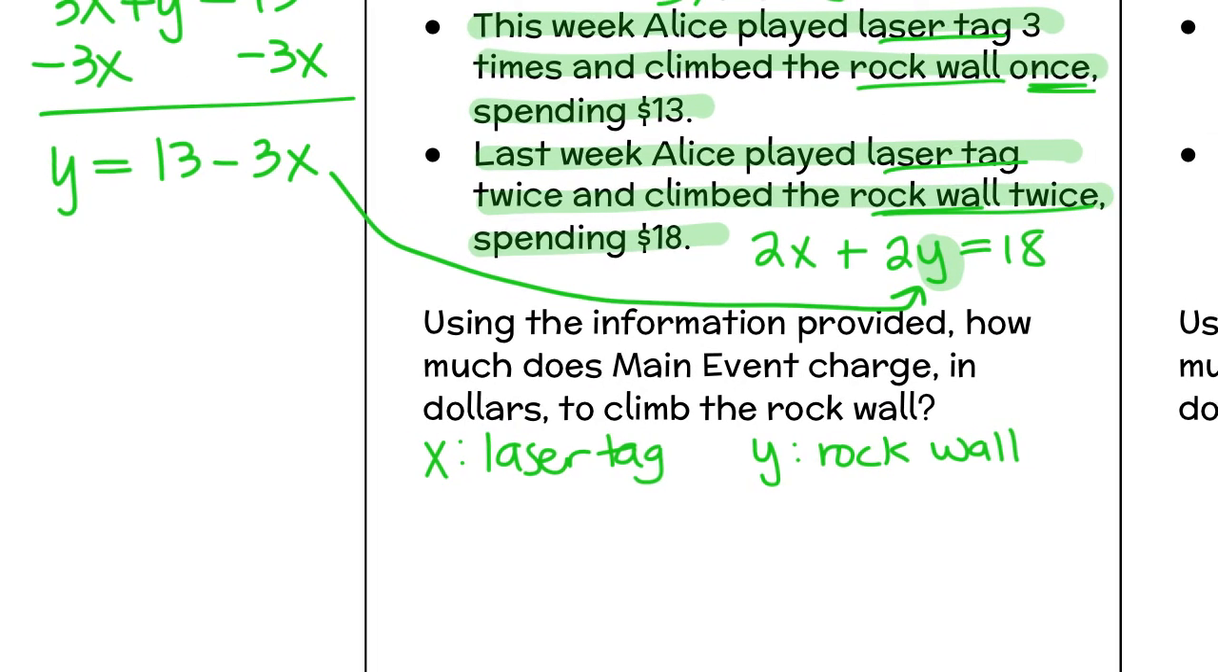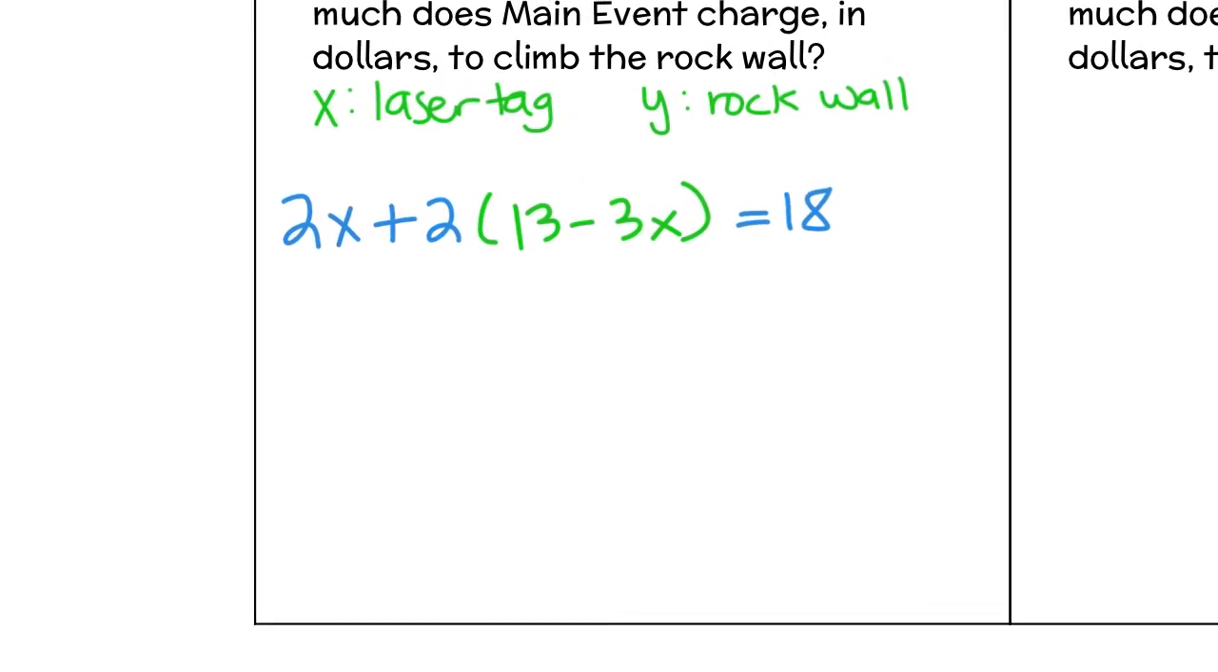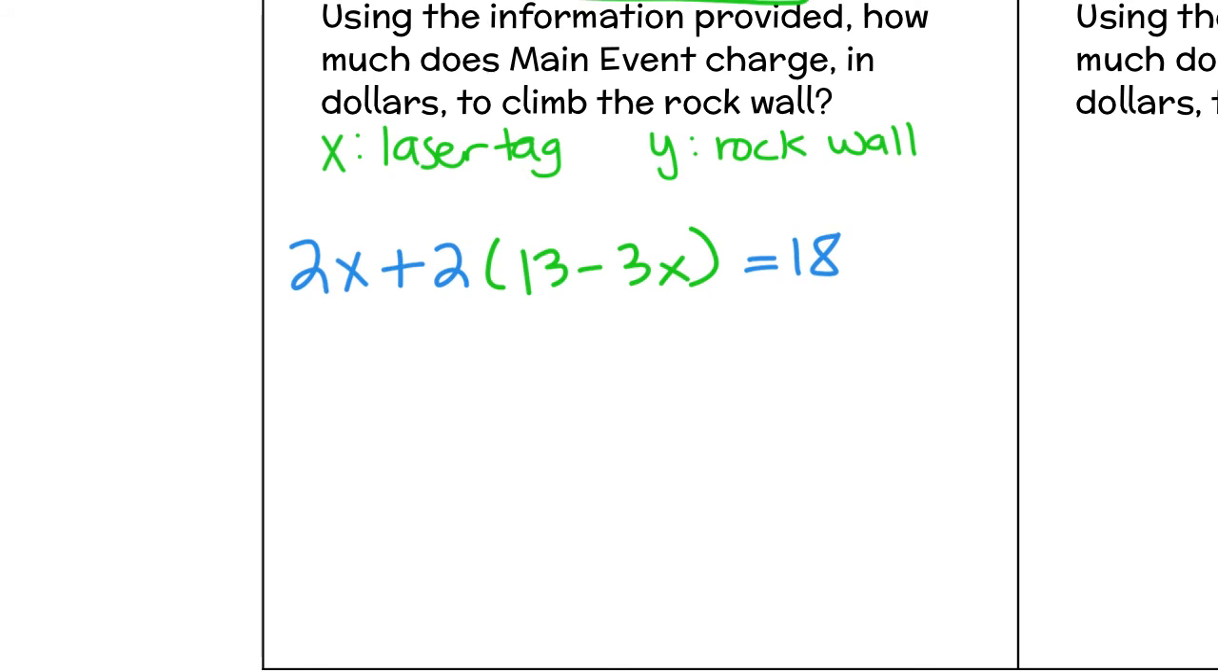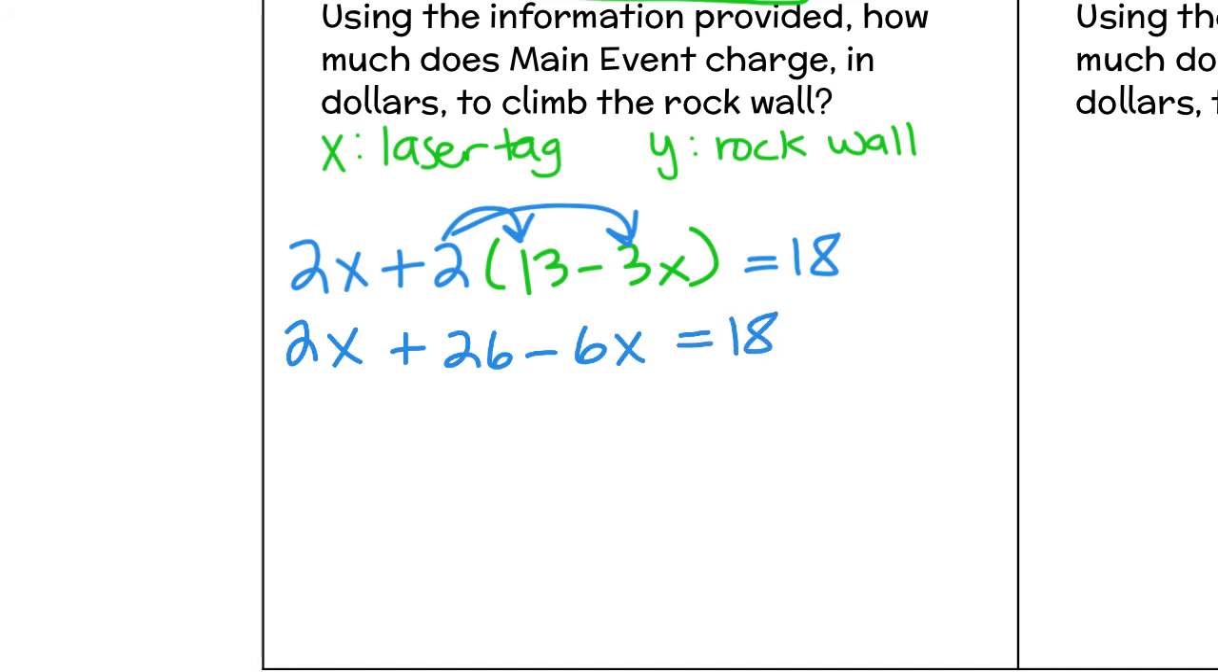So if I start writing this, I have 2x plus 2, but instead of y, we're going to put in 13 minus 3x, and then continue, it says equals 18. So 2x, let's multiply that 2 in. So plus 26 minus 6x equals 18.